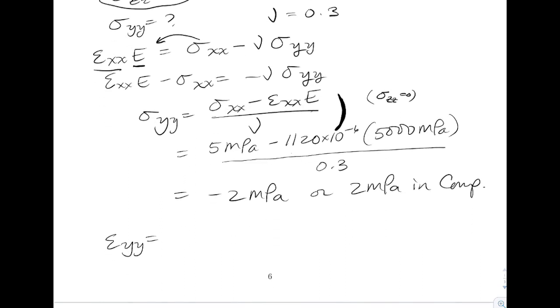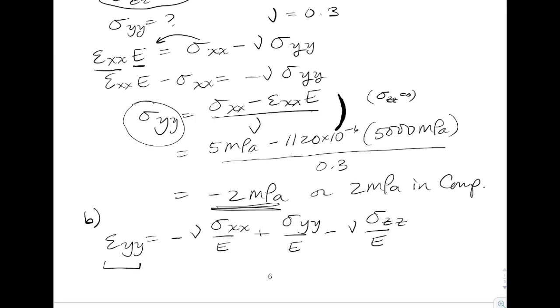Part B of the problem asks us to take that answer we just found, sigma yy equal to 2 megapascals in compression, and use it to solve for the strain in the y direction. So we're going to work our way through 3D Hooke's law. The strain in the y direction is composed of the direct stress, sigma yy over E, and then Poisson's ratio with sigma x and sigma z.